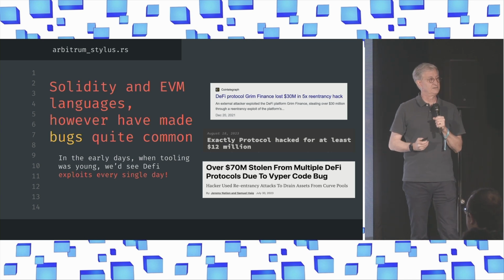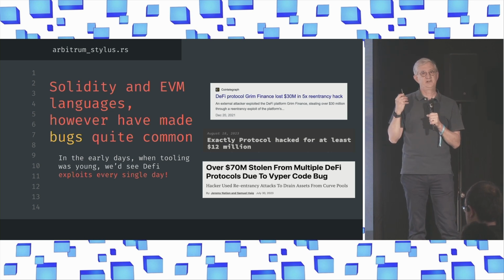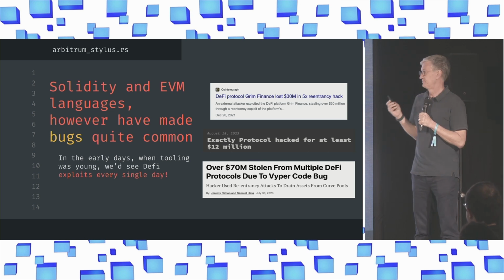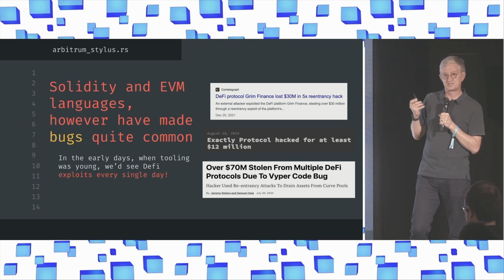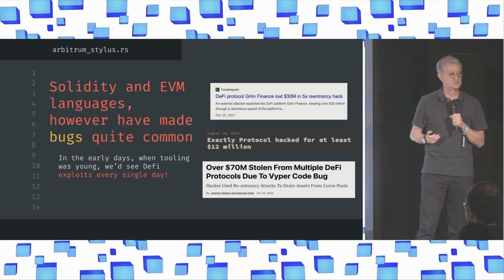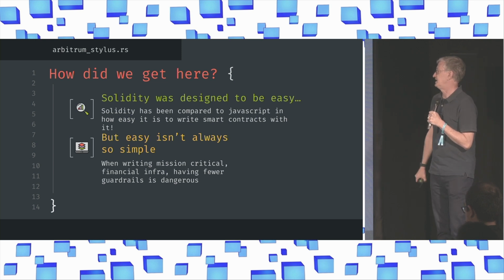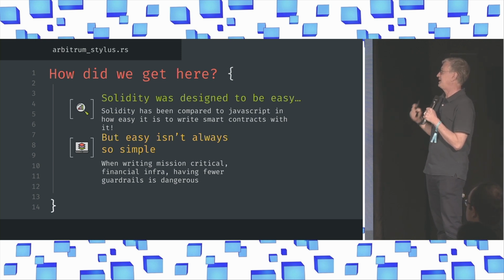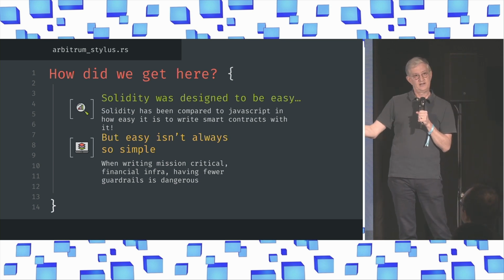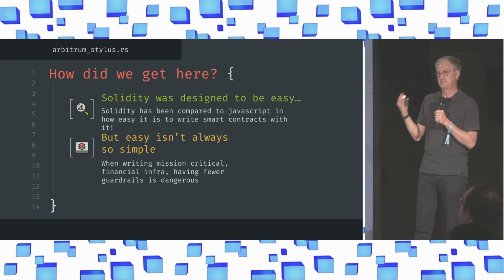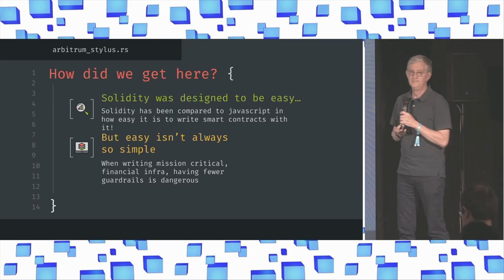The community has gotten a lot better. Experienced Solidity programmers have a giant checklist in their head of things not to do. But obviously, it's better if it's not the programmer's constant attention and experience that prevents bugs, but something else. So how did we get here? Well, Solidity was designed to be easy. It's been compared to JavaScript in the sense that it's relatively easy to get on board, at least to some extent. And like JavaScript, ease of onboarding can be a pro or a con.